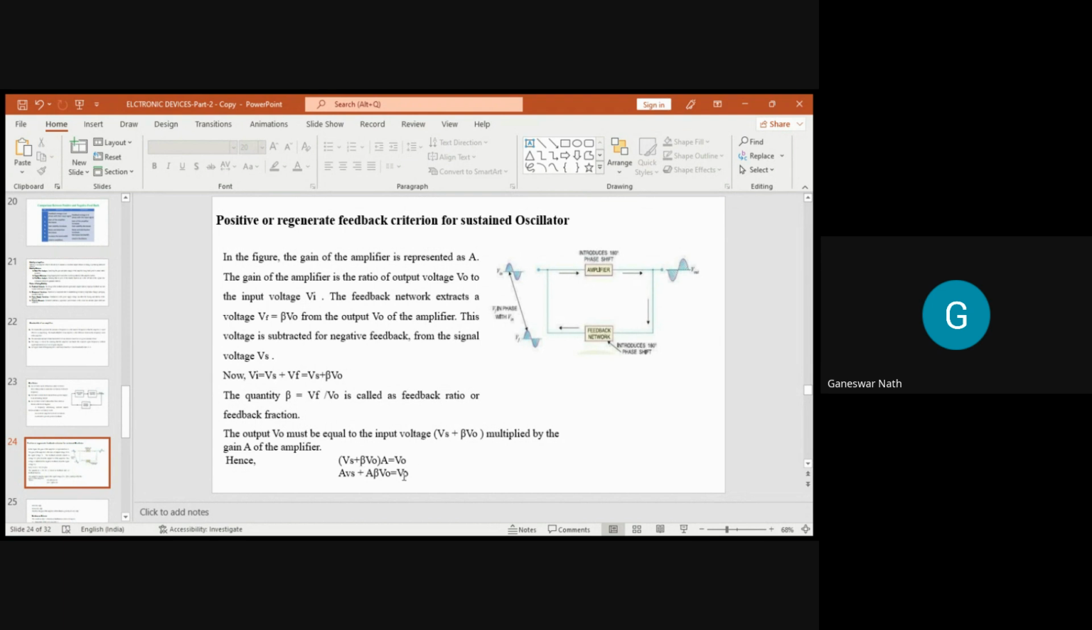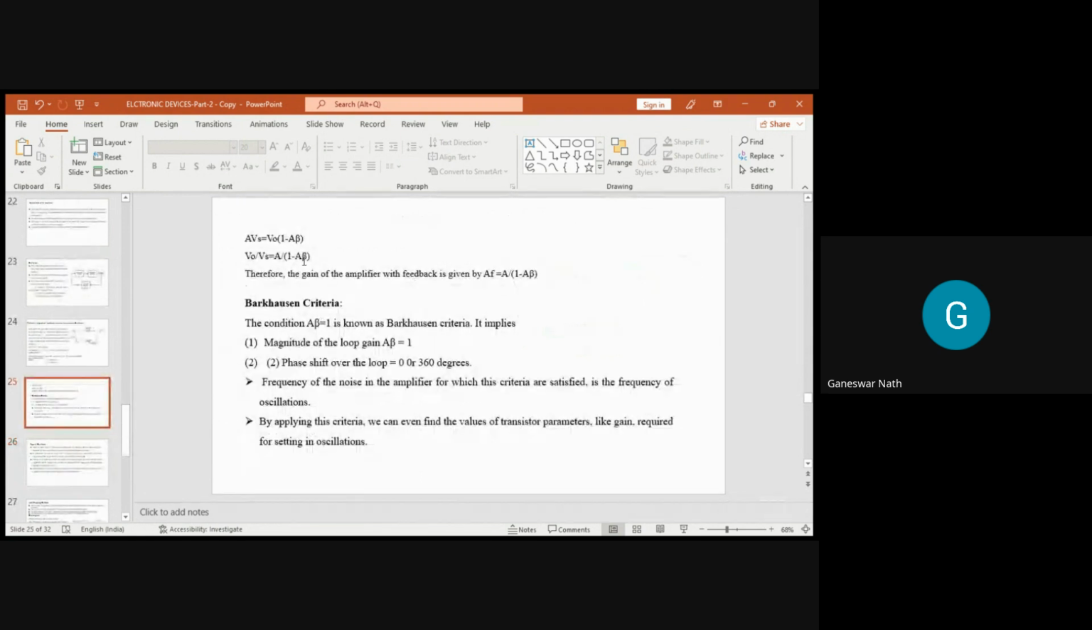That means output voltage is equal to gain times input voltage. If we solve it, that is A Vs plus A beta V0, which is equal to V0. So A Vs is equal to V0 into 1 minus A beta, and V0 by Vs is equal to A by 1 minus A beta. Therefore, the gain of the amplifier with feedback is given by Af equal to A by 1 minus A beta. All of you be clear first.